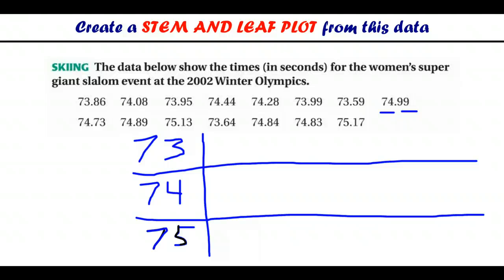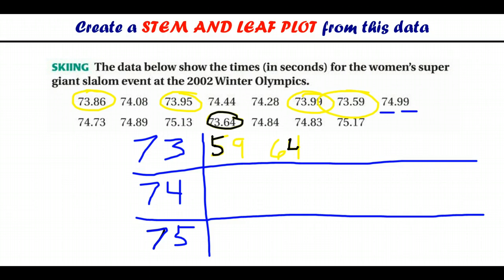So let's take a look at the 73s. The 73s that we see are 73.86, 73.95, 73.99, 73.59, and 73.64. If we want to order these from least to greatest, we have 73.59, 73.64, 73.86, 73.95, and 73.99.